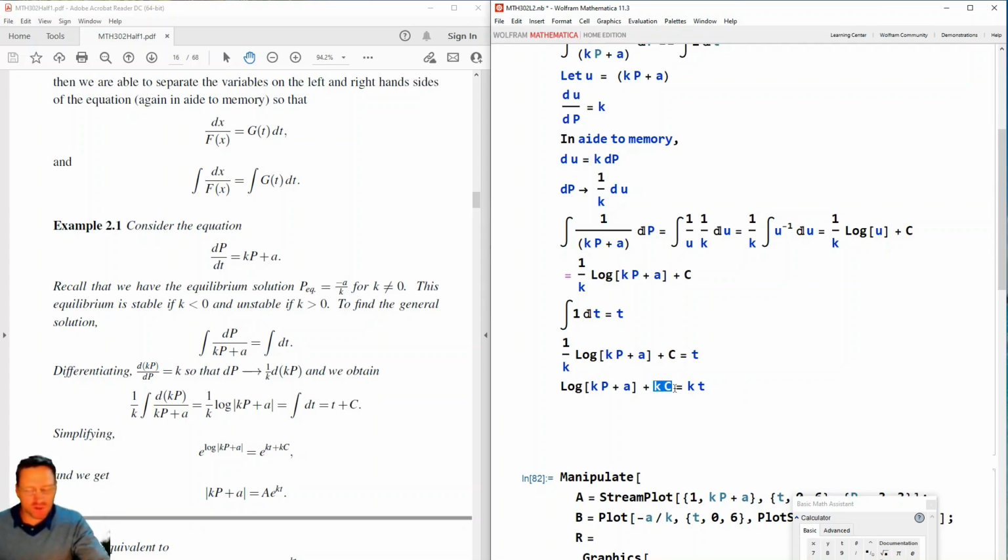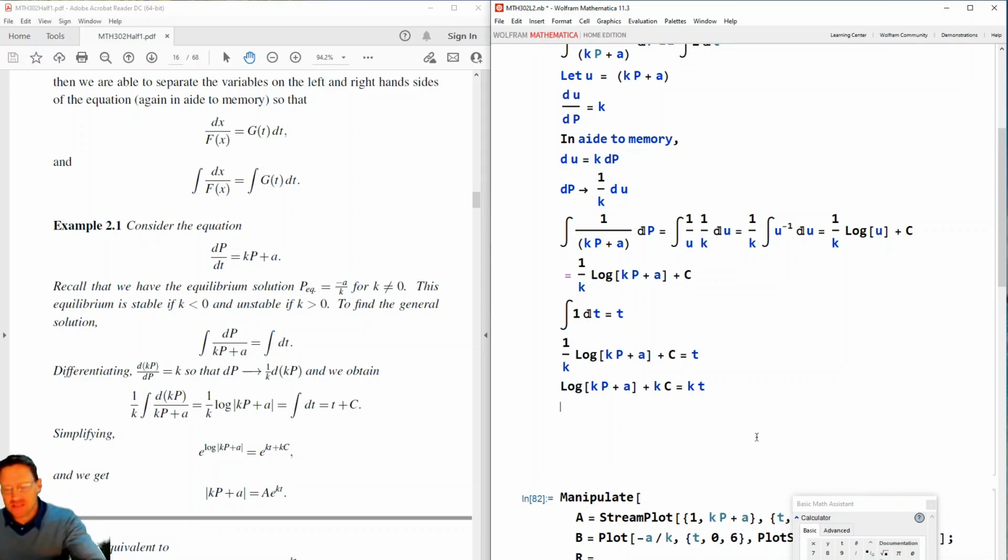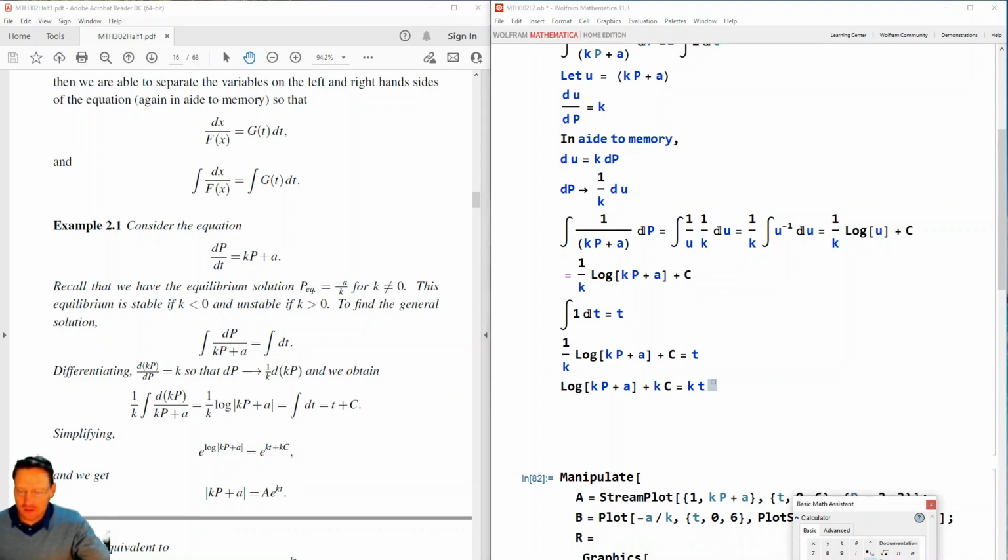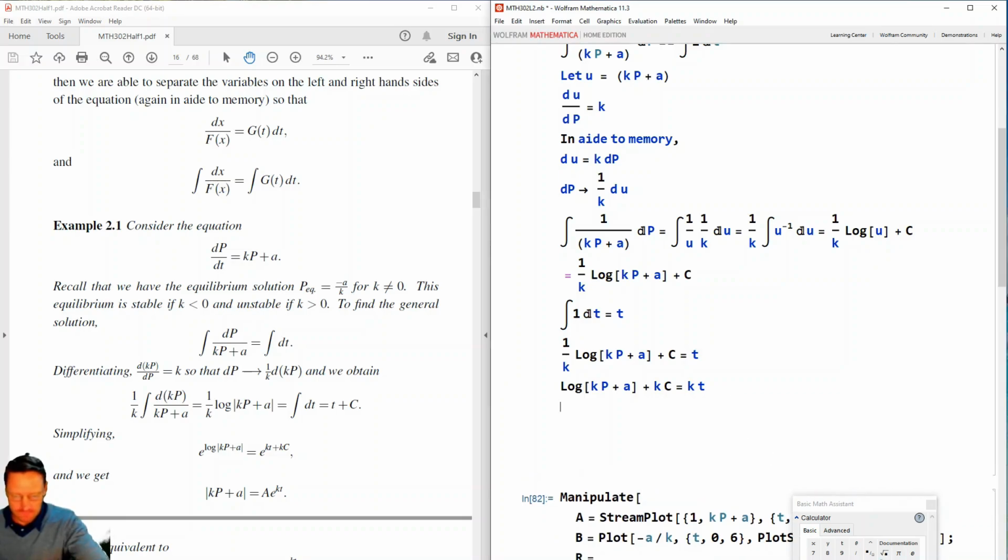And if you want to at this point, you can introduce a new constant of integration, say b, but I won't at this point. Next what I want to do is take this as an exponent in a new equation. So I'll put e to the power of the left-hand side, and then we'll set that equal to e to the power of the right-hand side, which is kt.